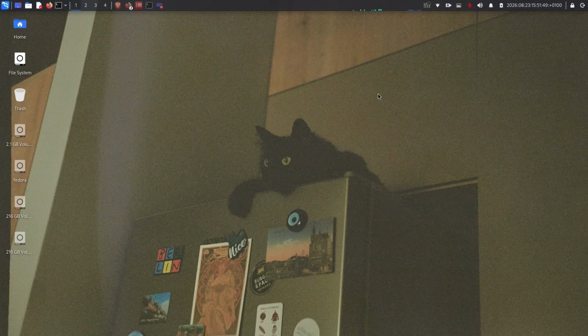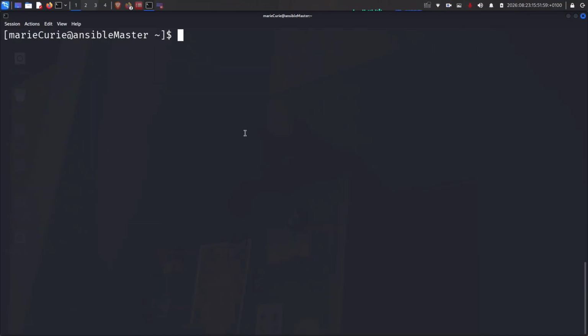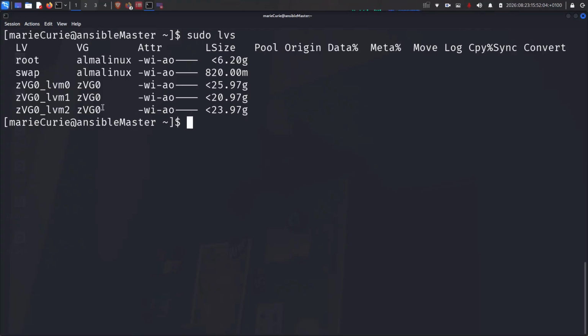Hello friends, in this video we are going to see how to reduce the LVM file system. So sudo lvs. Here you can see, in this video I am going to reduce the LVM by 7 GB. I am going to remove 7 GB from this 23 GB, and from the other LVM I am also going to remove 7 GB. Okay, so this is how we are going to remove.